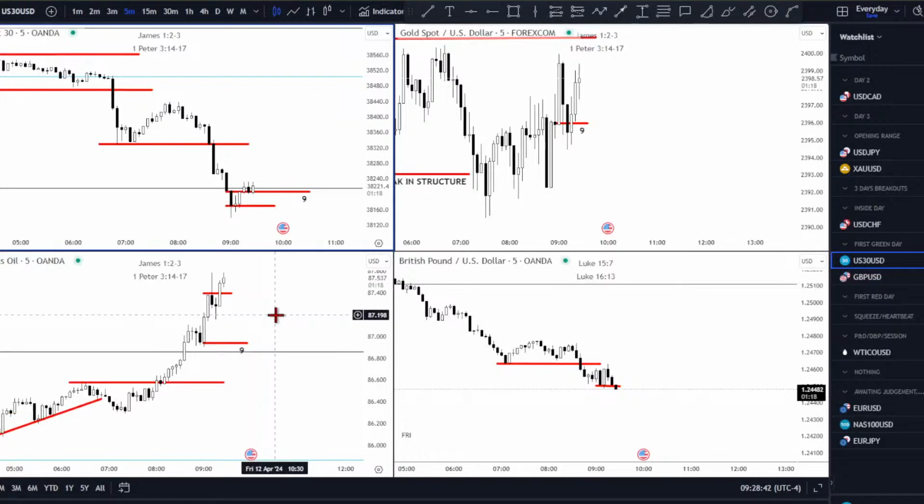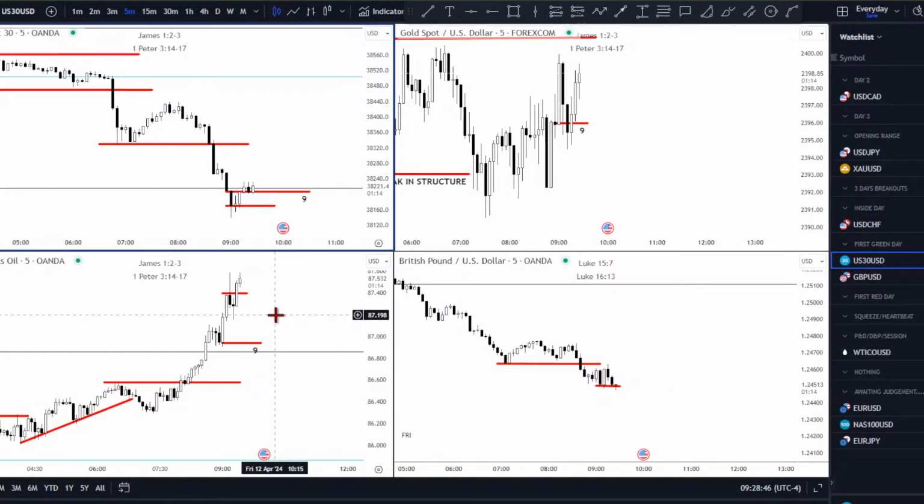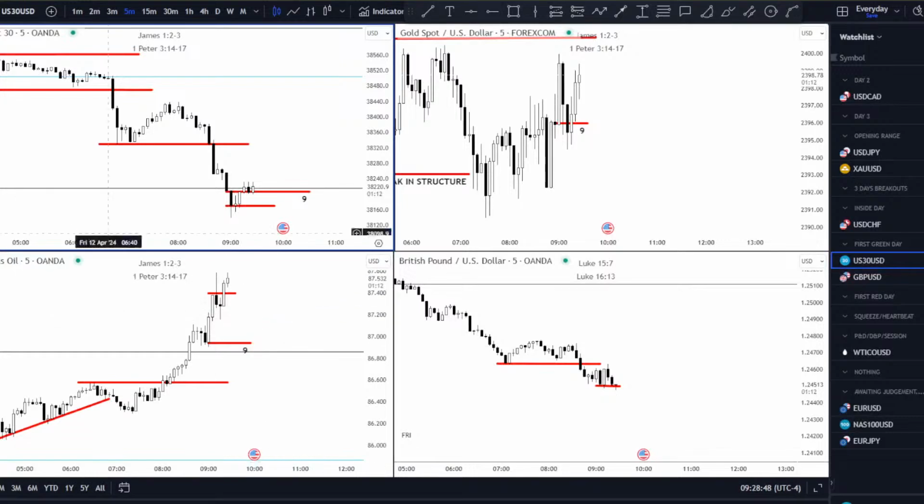Oil continuing to go vertical. Don't necessarily want to counter trend that right now. US 30's really spiking it down into the low.